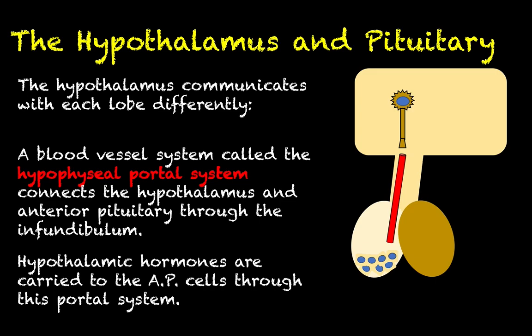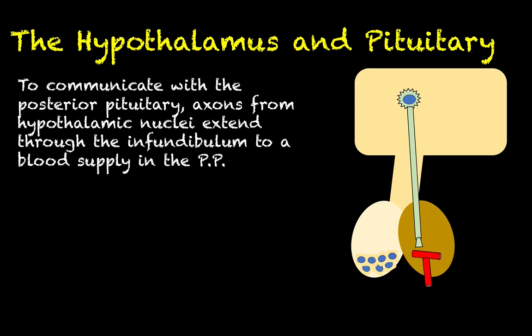So the way in which the hypothalamus communicates with the anterior pituitary is secreting a hormone into the blood, and that blood carries it to the cells in the anterior pituitary. That sounds probably pretty typical based on what we've talked about so far. It's a little different when we're talking about the hypothalamus communicating with the posterior pituitary. We do not have a portal system or any sort of blood vessels connecting the hypothalamus to the posterior pituitary.